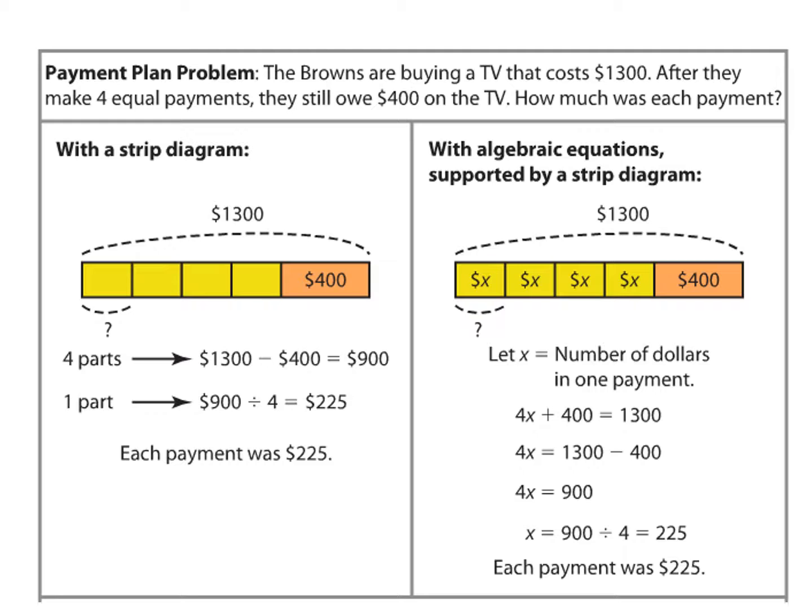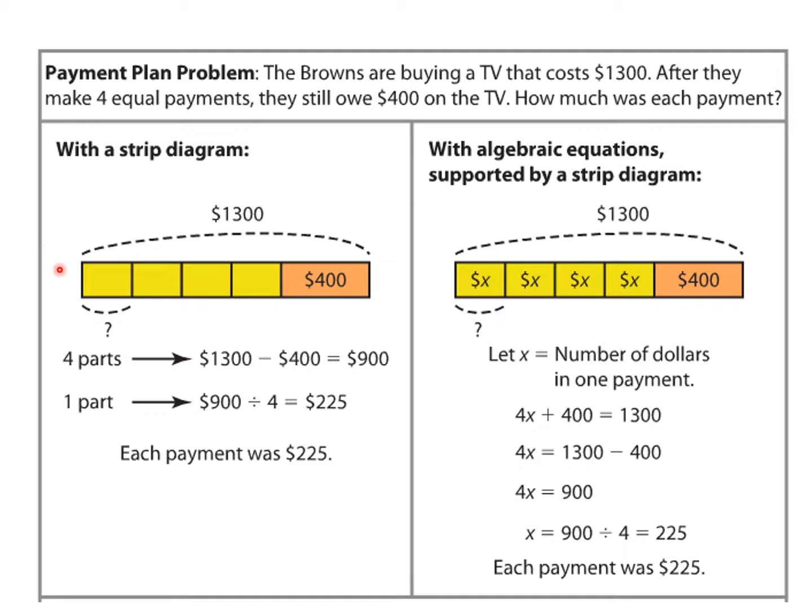So let's look at our first problem. The Browns are buying a TV that costs $1,300. After they make 4 equal payments, they still owe $400 on the TV. How much was each payment? First we'll solve it using just a strip diagram, and then over here we'll use that strip diagram to help set up some algebra.